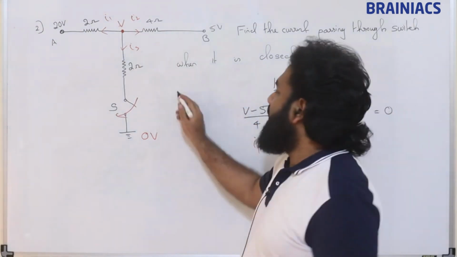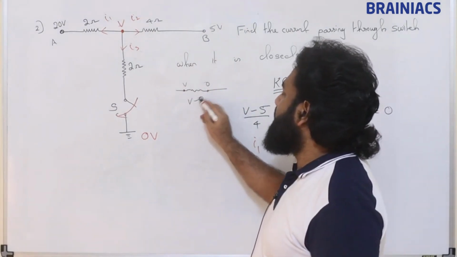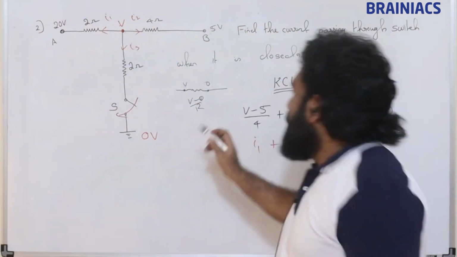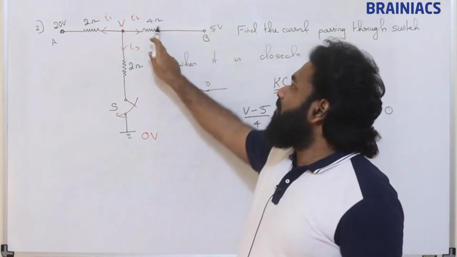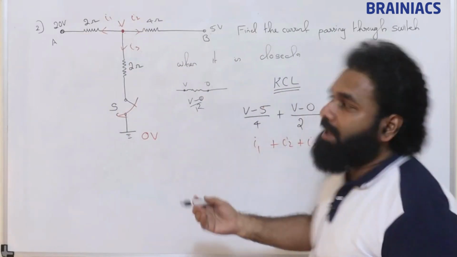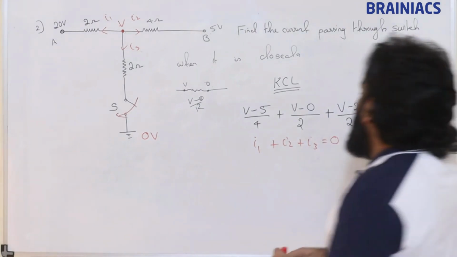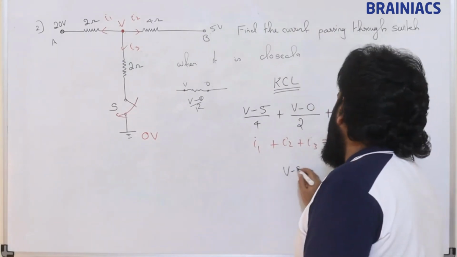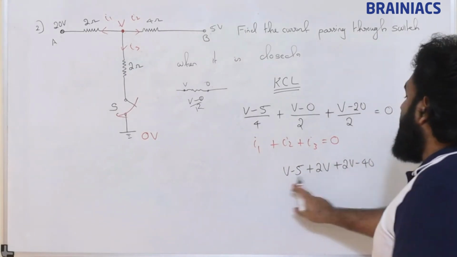Just like in this case, if we take a resistance, this is V, this is 0, so (V minus 0) by R. Same way we are considering this as leaving current, so just like (V minus 0) divided by R, we take (V minus 5) divided by R, 4 ohm here. Same way (V minus 20) divided by 2, (V minus 0) divided by 2. The sum of all the currents leaving, I am considering like that. Now if we take the LCM, I will be getting 4, so (V minus 5) plus 2V plus (2V minus 40), divided by 4.